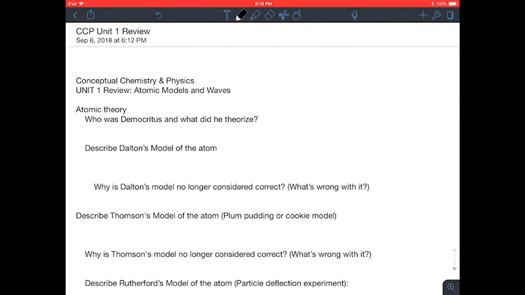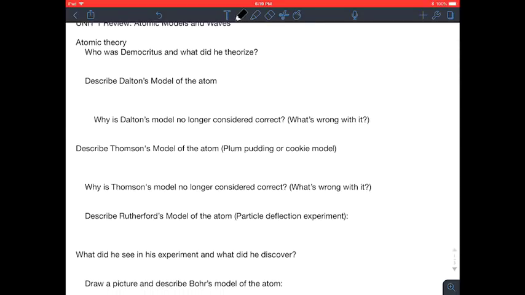All right, so let's start with atomic theory. So Democritus, right? This guy, Democritus. Who was he? He was a Greek philosopher that lived about 2,500 years ago, and he theorized that everything in the world was made up of building blocks. So you can see I'm drawing these bricks, right? Everything was made up of building blocks called atomos.